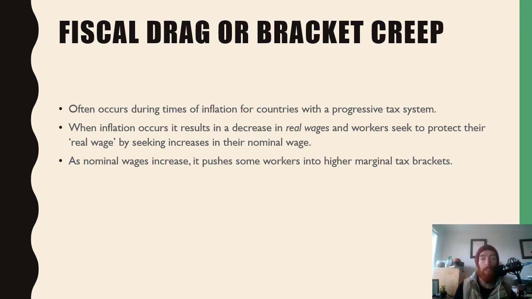When inflation occurs, it results in a decrease in real wages, and workers seek to protect their real wage by seeking increases in their nominal wage. So people try and get their wages increased to try and better off their living standards. But often as nominal wages increase, it pushes some workers into higher marginal tax brackets. So sometimes it's a really weird system that works sometimes.